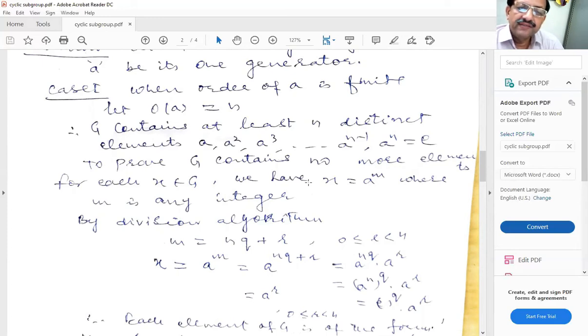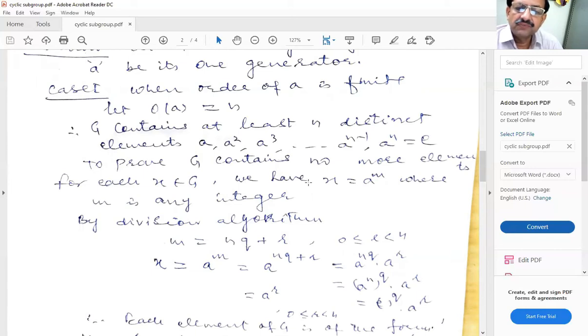Now by the division algorithm theorem, m is equal to nq plus r. You have two integers, n and m, so when you divide m by n you get a quotient q and a remainder r. The remainder r is either 0 or positive but less than n. Now x is equal to a raised to power m. Put the value of m here. We get a raised to power nq plus r.